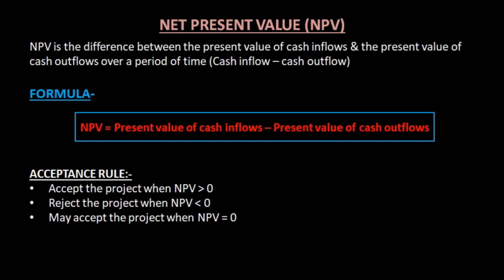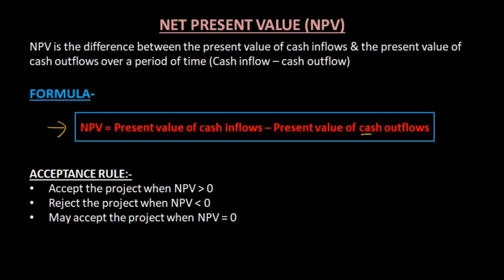The time value of money concept we have also covered in the earlier sessions. So today in modern methods, the first one is net present value. It is just the difference between the present value of cash inflows and the present value of cash outflows. The formula also says the same thing: NPV equals present value of cash inflows minus present value of cash outflows.